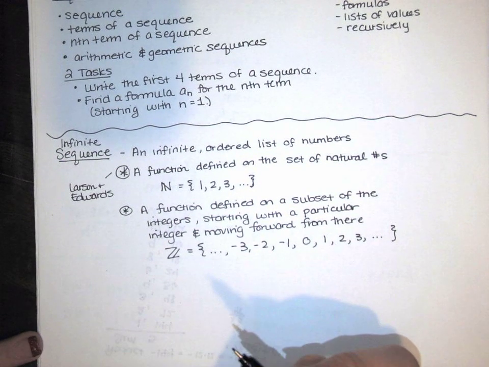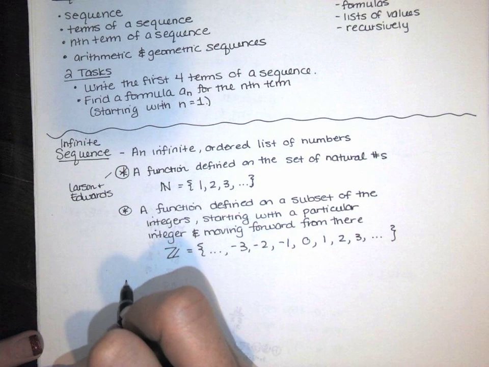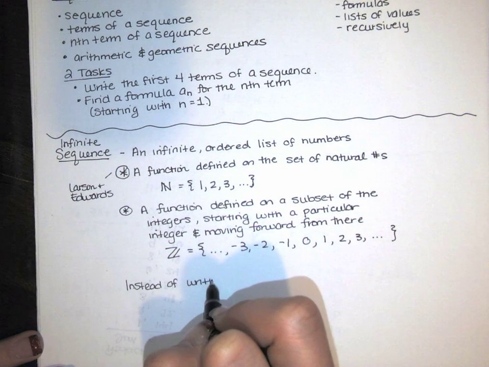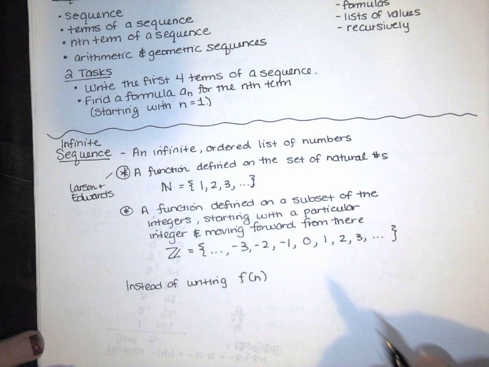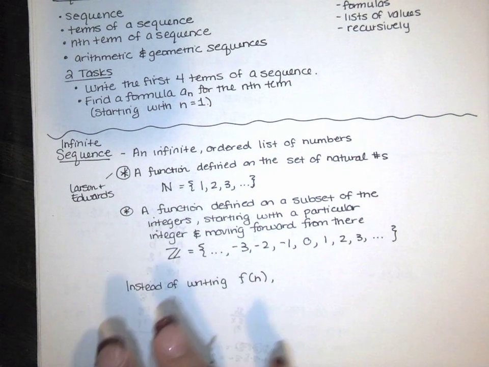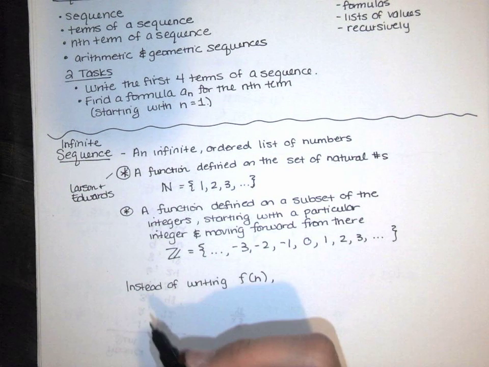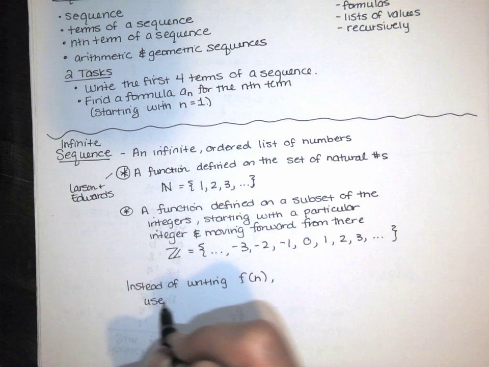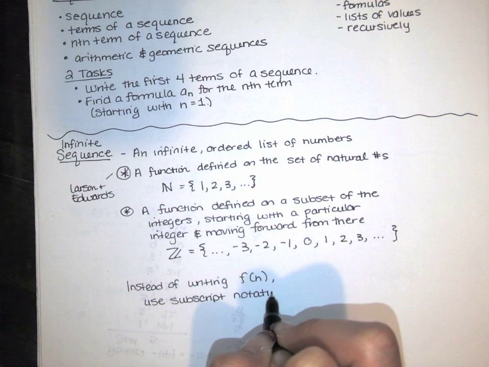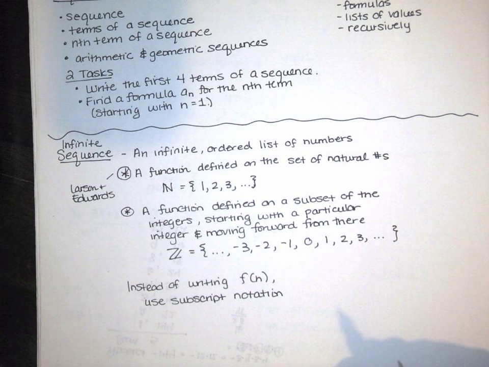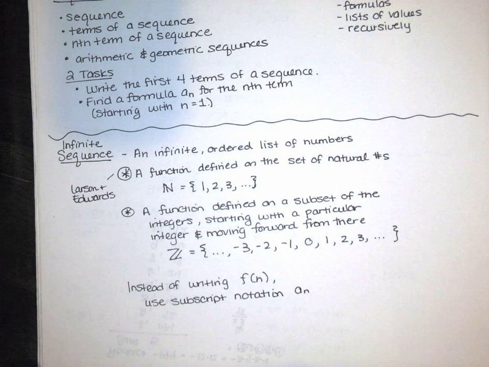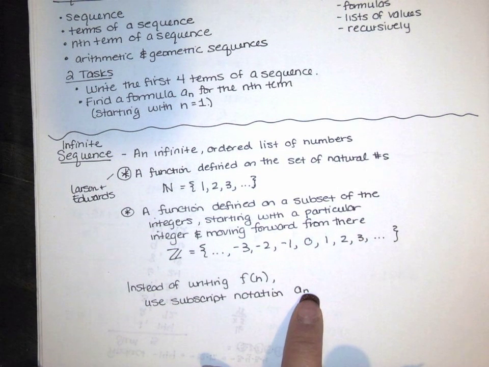Now, instead of using function notation, f as a function of n, when we're talking about sequences, we tend to write it with subscript notation. And we tend to represent sequences by lowercase letters. So we might say the sequence a sub n, or b sub n, or c sub n. And that n is referring to the term.